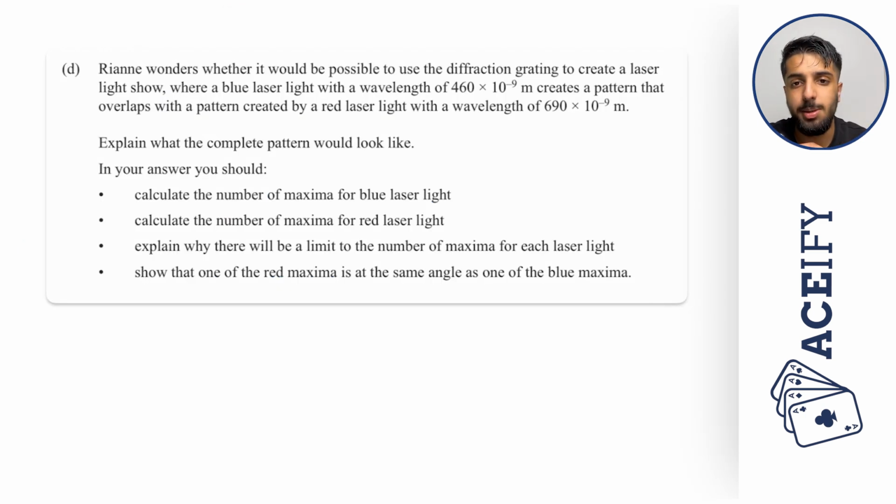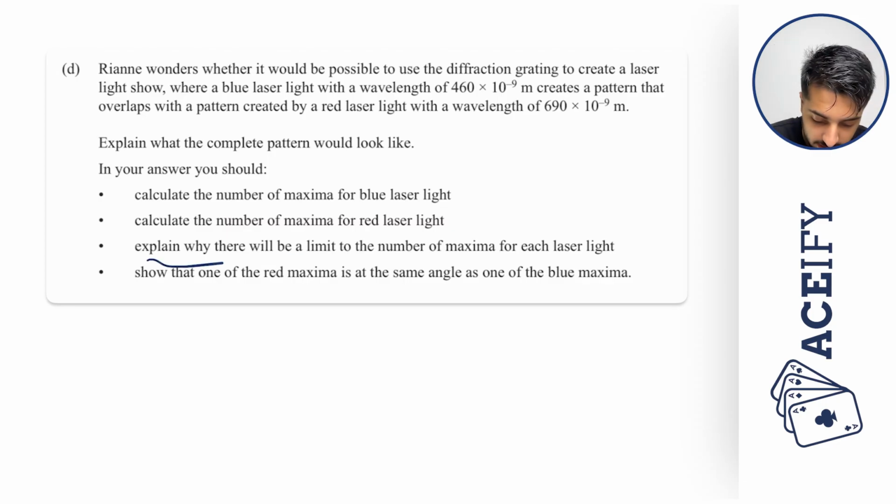Renee wonders whether it would be possible to use a diffraction grating to create a laser light show, where a blue laser light with wavelength 460 times 10 to the negative 9 meters creates a pattern that overlaps with a pattern created by a red light laser with wavelength 690 times 10 to the negative 9 meters. Explain what the complete pattern would look like. In your answer, you should calculate the number of maxima for the blue light, calculate the number of maxima for the red light, explain why there will be a limit of number of maxima for each laser light, and show that one of the red maxima is at the same angle as one of the blue maxima.